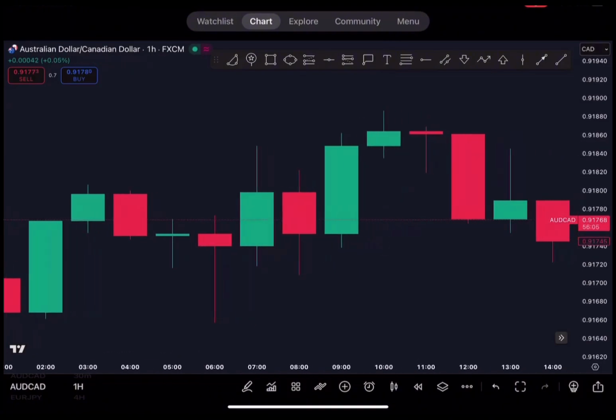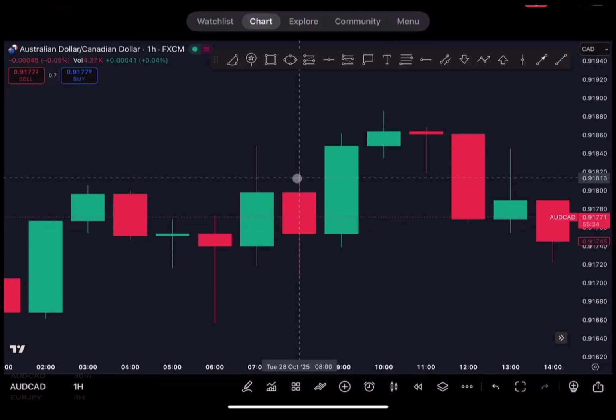So how did we get these little wicks? Well, the reason for it is because although the market opened here, it did end up coming down, but then ended up coming all the way up here and then closing right there. And then when the next time frame opened, it opened there, came here, and so forth.